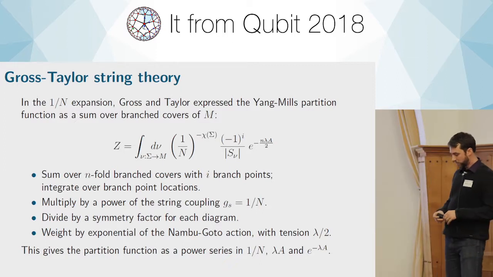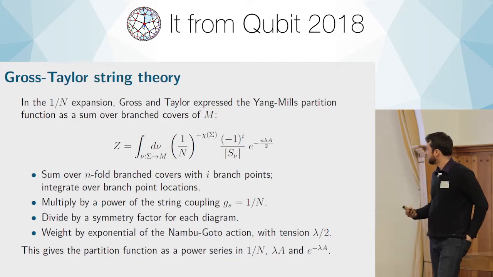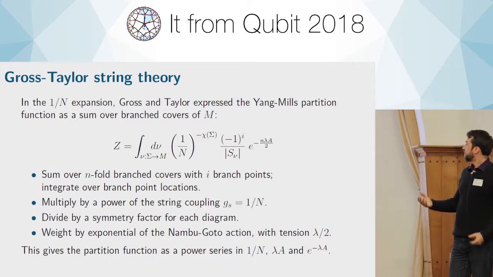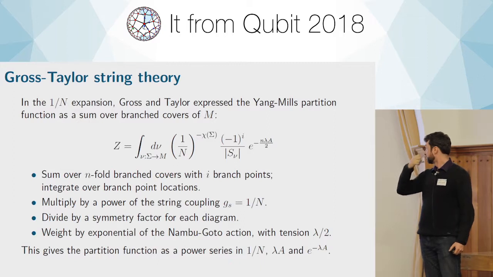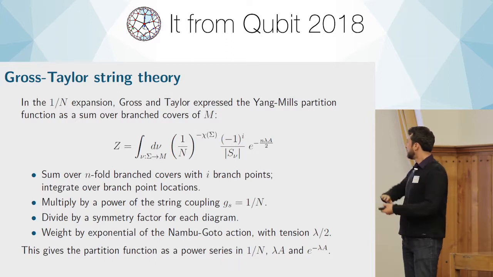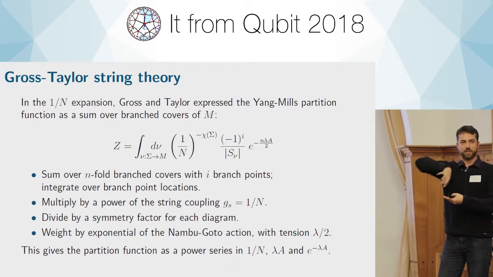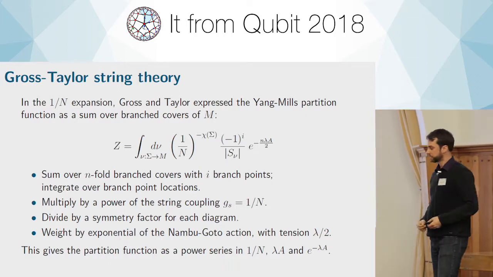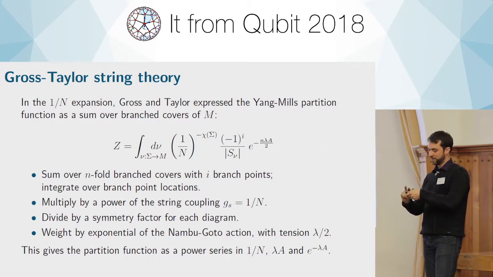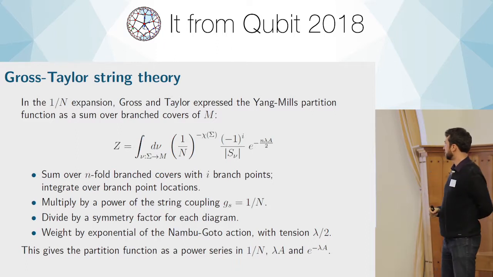Good. So Gross and Taylor gave us the rules for how to calculate the partition function of this theory in a large N expansion as a sum of branched covers of the manifold. So both the world sheet and the target are two-dimensional. The world sheets can't fold back on themselves, so the only thing that they can do is just wrap the target space. And they're allowed to have these branch point singularities where you can go around them and wind up on a different sheet.